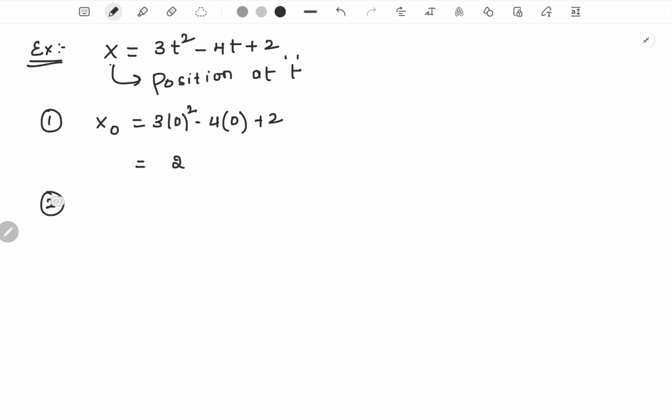Now let's calculate the position at some other time, say t equal to 2. Just substitute t equal to 2 in that relation: x equals 3 into 2 square, which is 3 times 4, 12, minus 8 plus 2. 12 minus 8 plus 2 gives 6 units.